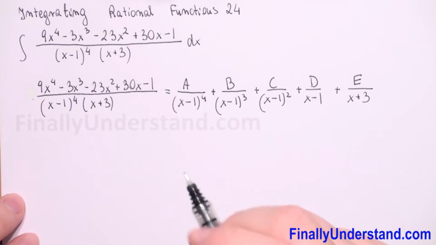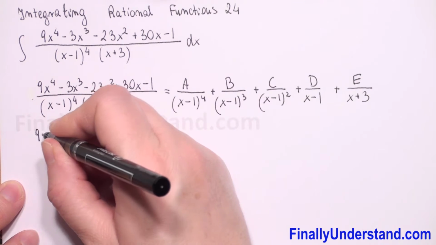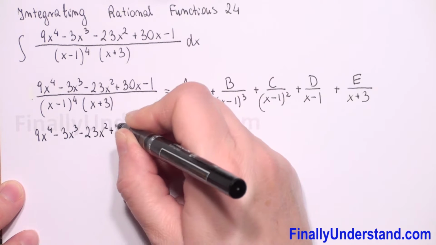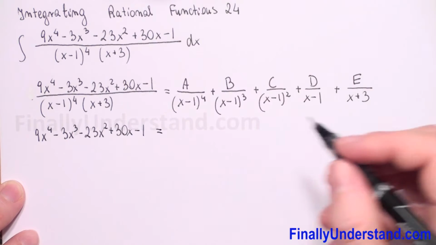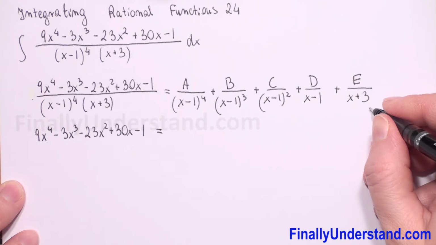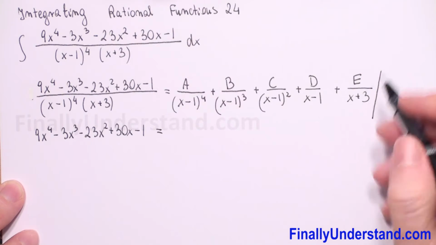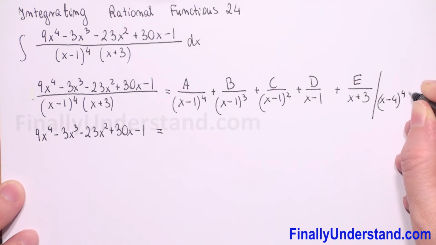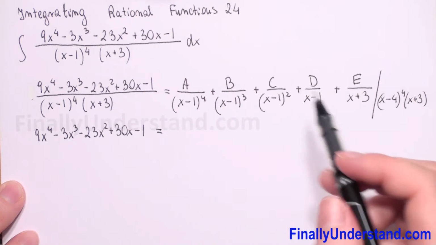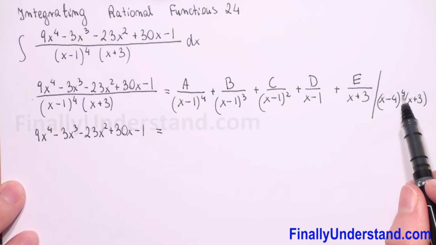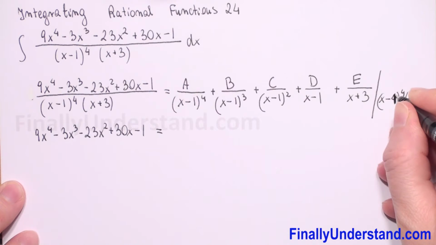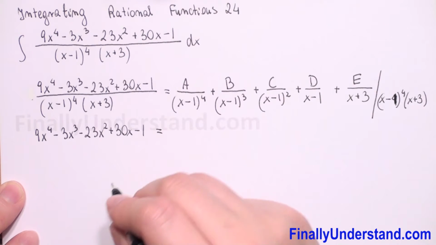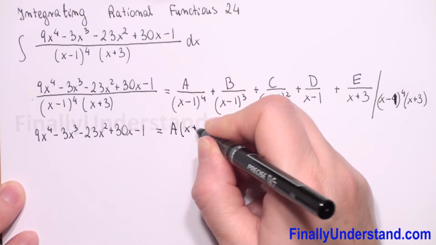So we will have on the left side only 9x to 4th power minus 3x to cube minus 23x squared plus 30x minus 1. And on the right side we will have, let me put this whole expression, every fraction times x minus 1 to 4th power times x plus 3. So when we multiply first fraction by this, of course x minus 1 to 4th power we will reduce, and we will have only A times x plus 3.